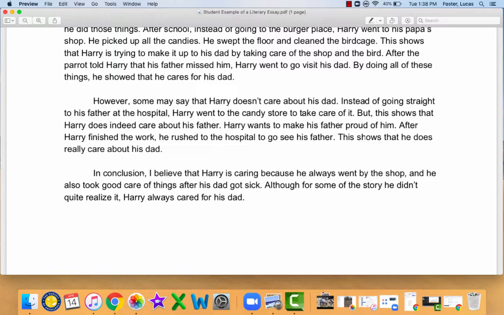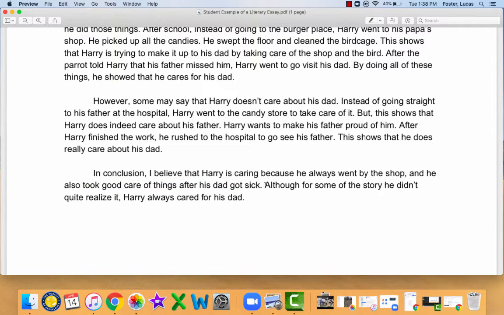In conclusion, nice transitional phrase here. And right away, look what they do. Check it out. I believe that Harry is caring. So they go right back to the claim. And what are the two reasons to support that? Because he always went by the shop. And the second reason is he took good care of the things after his dad got sick.